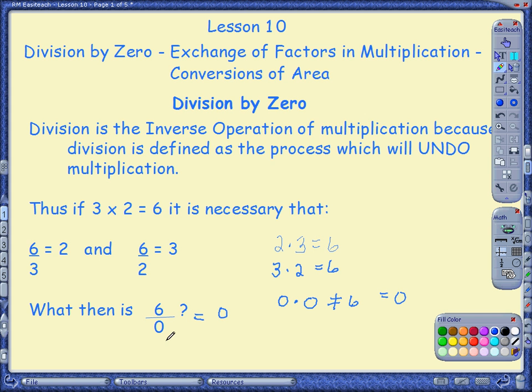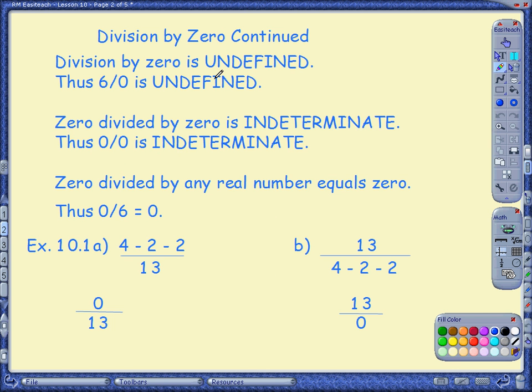Another logical answer, if we have 6 divided by 0, would be 6. But 6 times 0 does not equal 6 either. Anything times 0 also equals 0. So for this reason, we call division by 0 undefined. Thus, 6 divided by 0 is undefined.